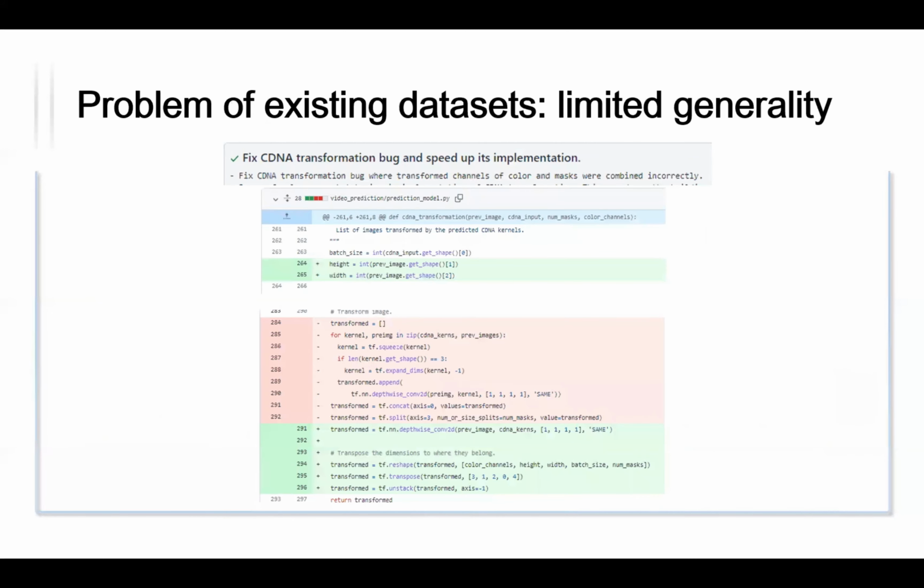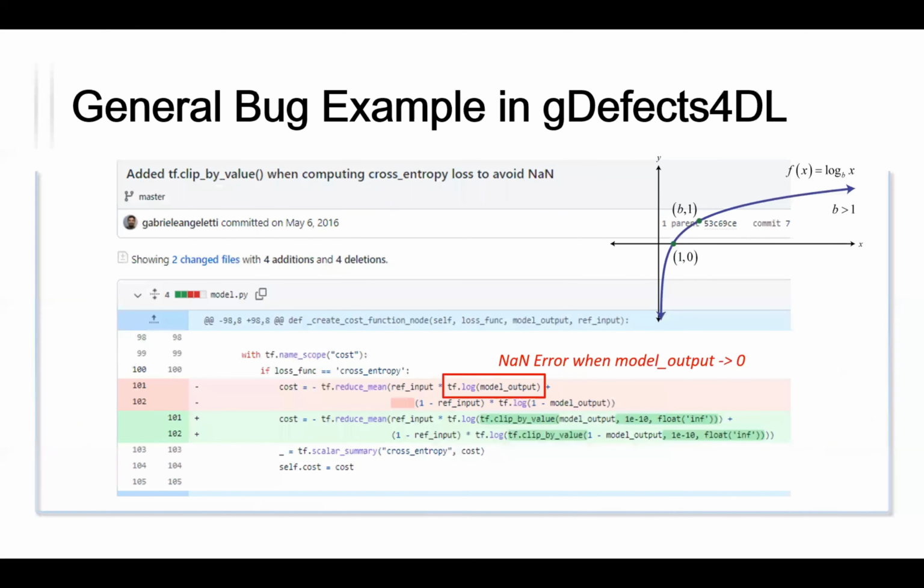Here is a non-general bug in an existing dataset. It's caused by miscombining the channels, and its fix involves radical changes to replace the old implementation with a more sophisticated one. Both the root cause and the fix solution are hard to generalize to other projects. At the current stage, we prefer to investigate bugs with their root cause and a fix appearing in more projects.